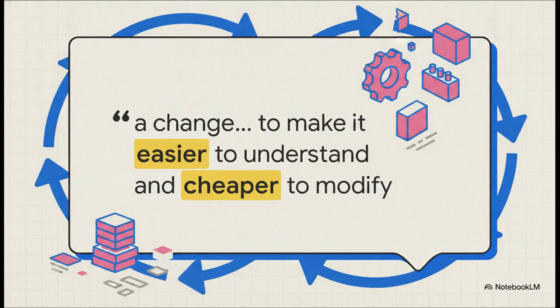Now, what's really interesting here is Martin Fowler's specific focus on cost and understanding. He defines it as a change made to the internal structure of software to make it easier to understand and cheaper to modify without changing its observable behavior. This builds beautifully on that previous definition. Refactoring isn't just about neatness. It's about deep, lasting value. Making the code easier to grasp directly makes it cheaper and faster to modify in the future.